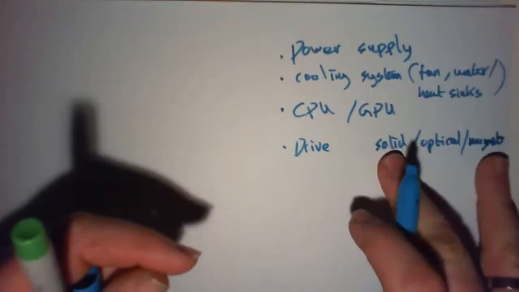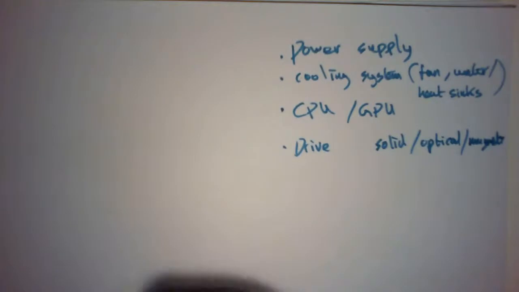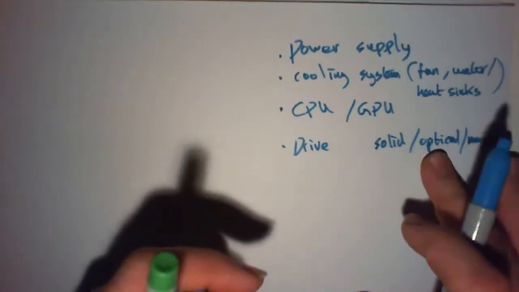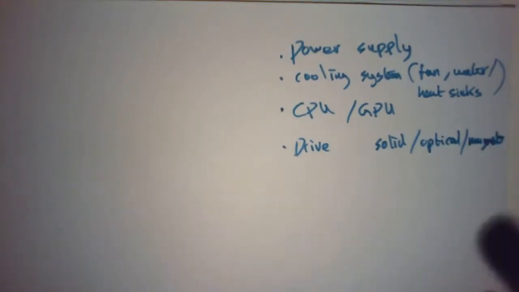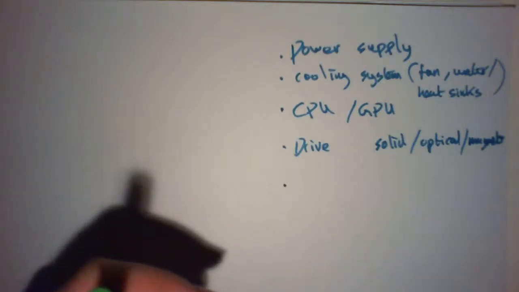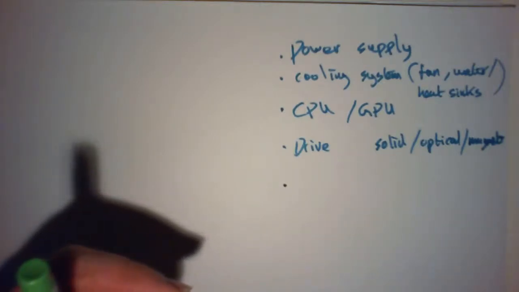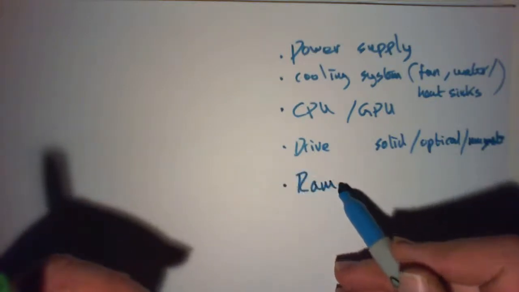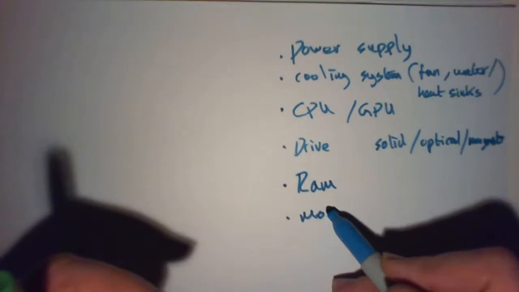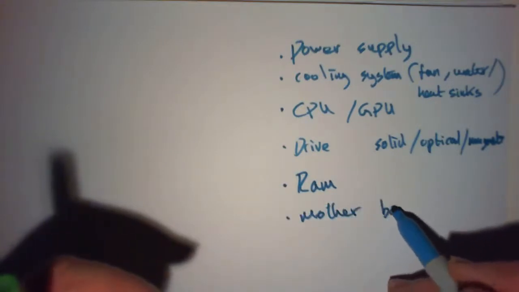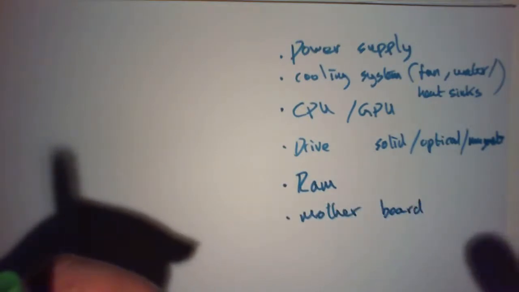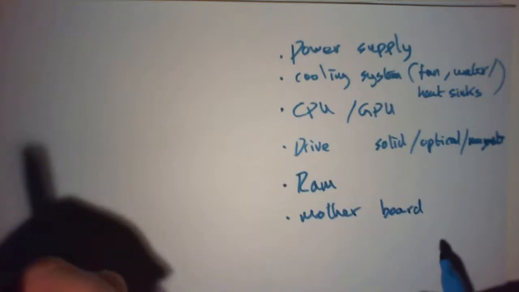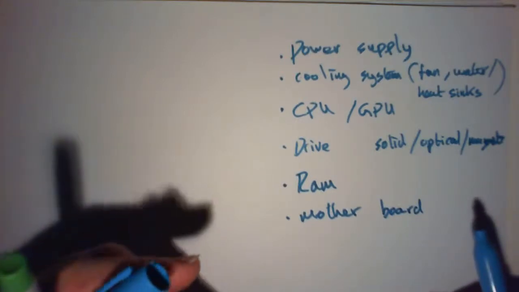And obviously, if it's solid or magnetic, those drives will be the storage systems. The optical drive will be just for some type of media, playing media or something like that. Okay, there'll be RAM, and all this will be situated on a motherboard, which will contain all the connections necessary for the running of the computer system. Okay.